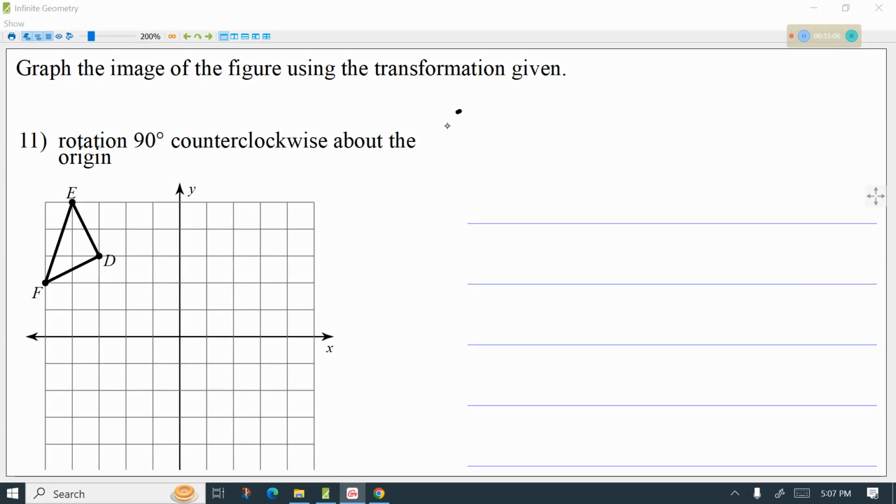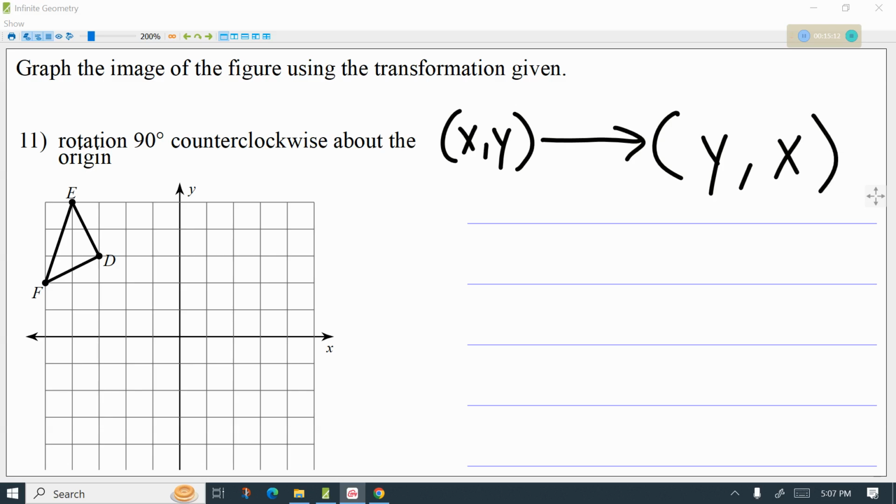So rotation counterclockwise is where I take my x, y, and that turns into y and x. All right, but which one do I change in this one? Well, remember, counterclockwise is when I go from the top, but to the left. All right, so this is the one where we change the one on the left. All right, so try to connect those two ideas, right?